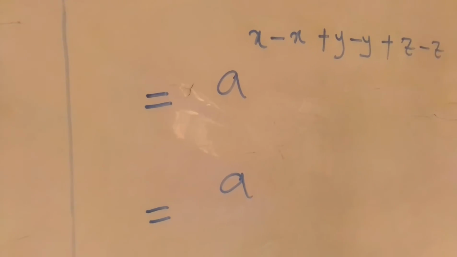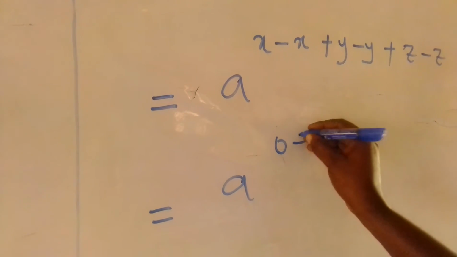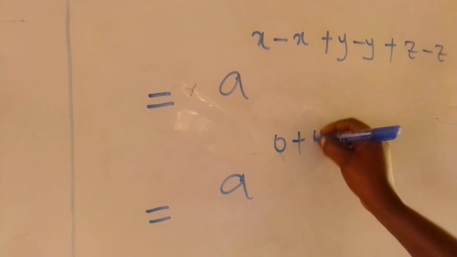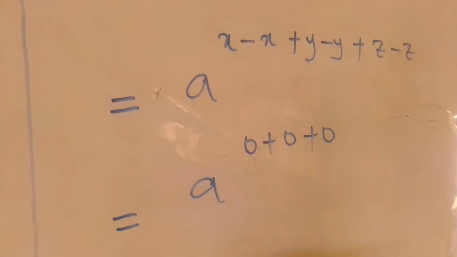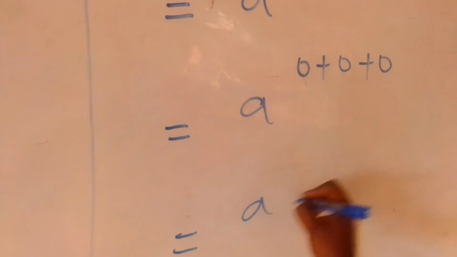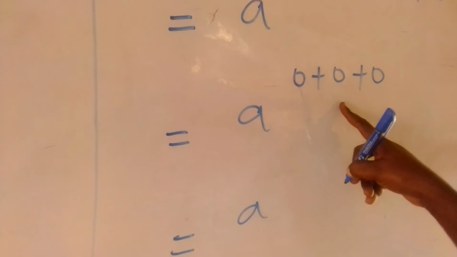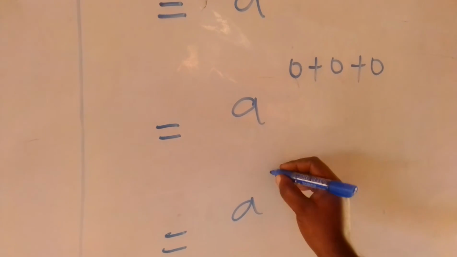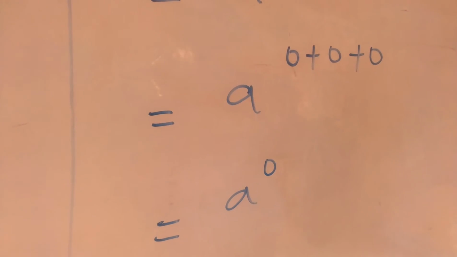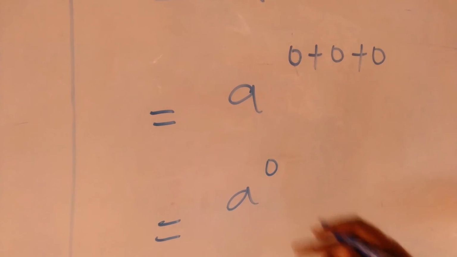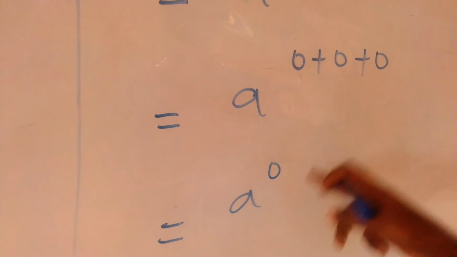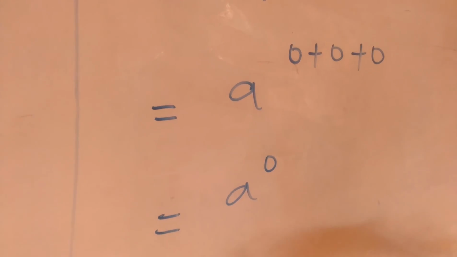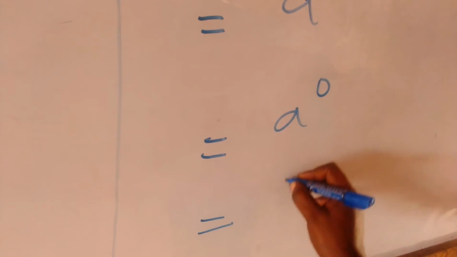A raised to the power, when you subtract, x minus x will give us 0, y minus y will give us 0, z minus z will give us 0. A raised to the power 0 plus 0 plus 0 will give us 0. Anytime you have a question like this, any number raised to power 0, except 0 itself, will give us 1.